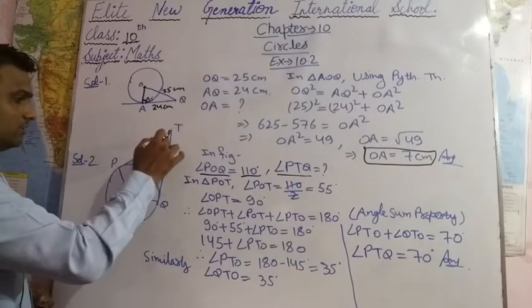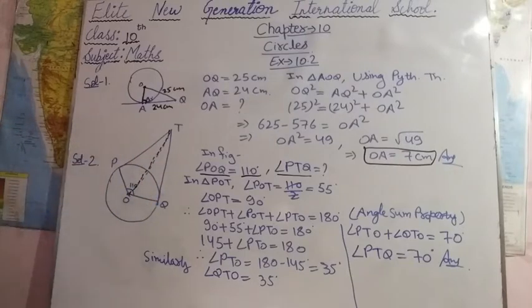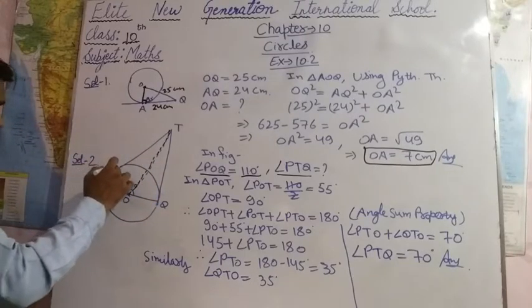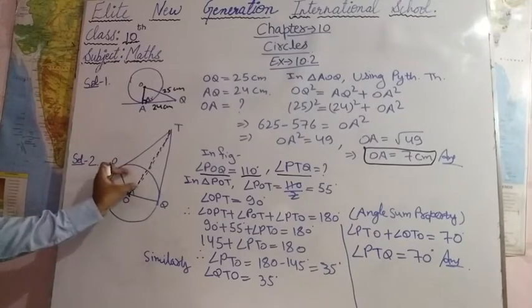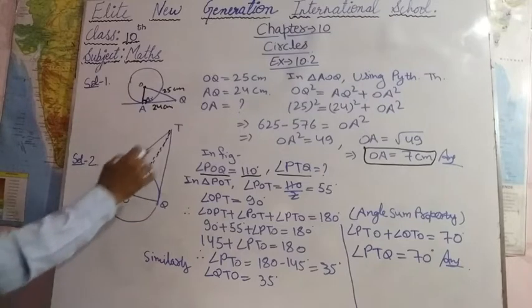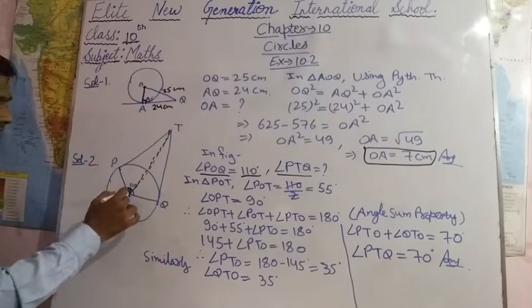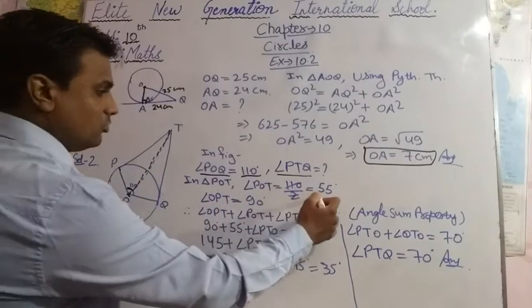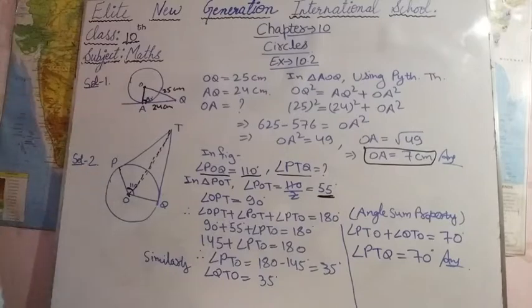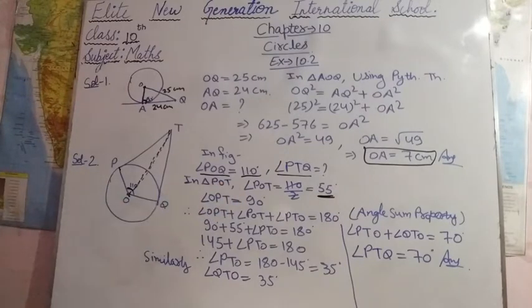Here we can join T and O, and when we join OT, angle POQ will be divided into two equal angles, as OT is the bisector. POQ is 110, so angle POT becomes 110 upon 2, that is 55 degrees. Now here we have angle OPT equal to 90 degrees.